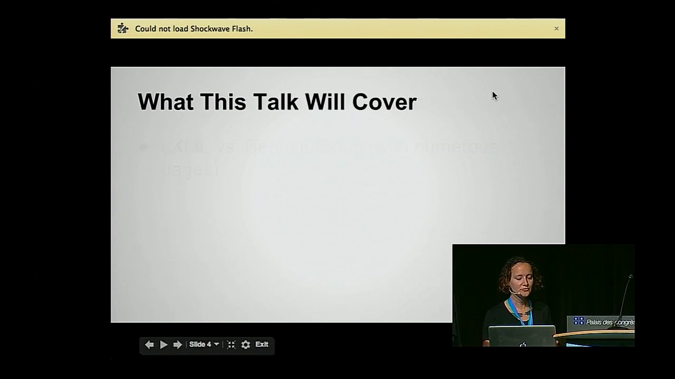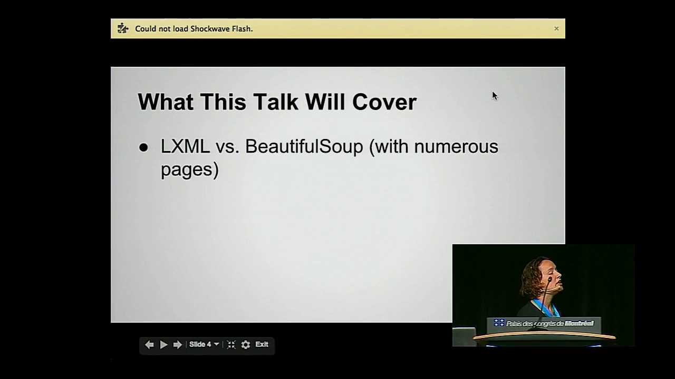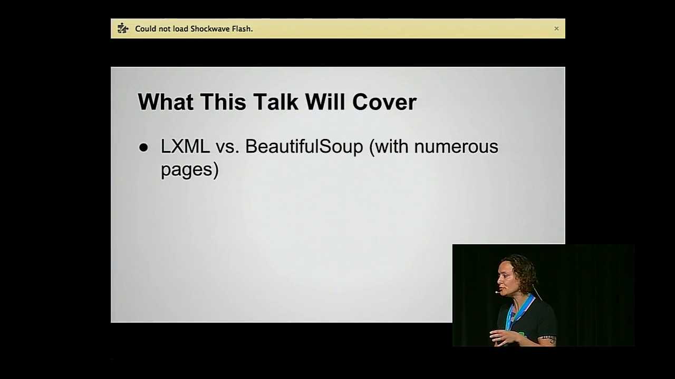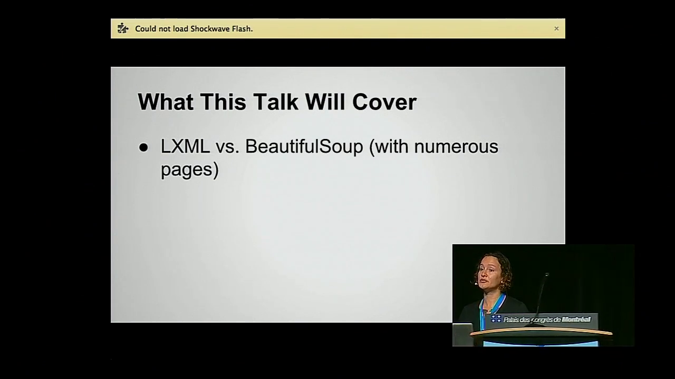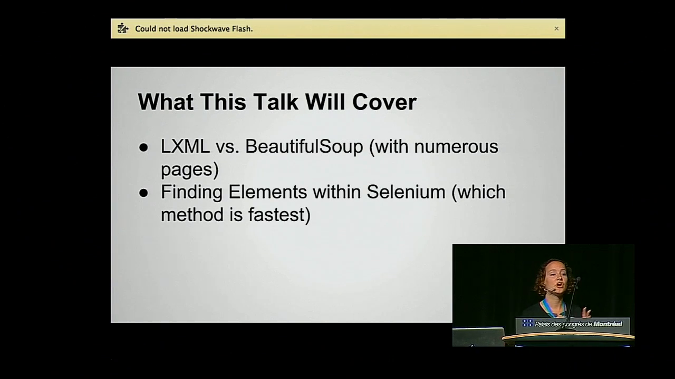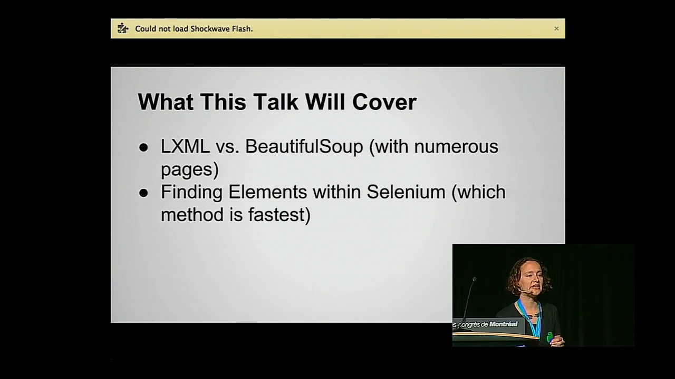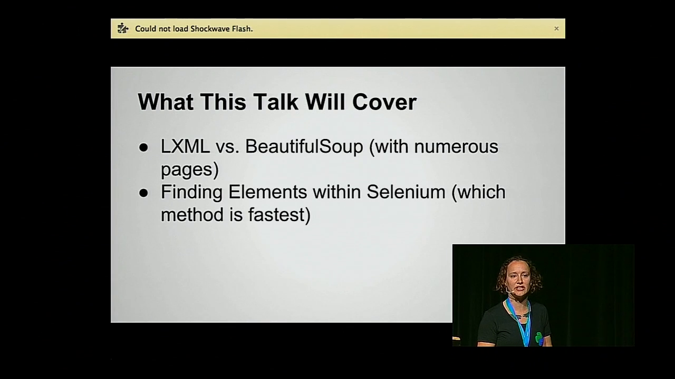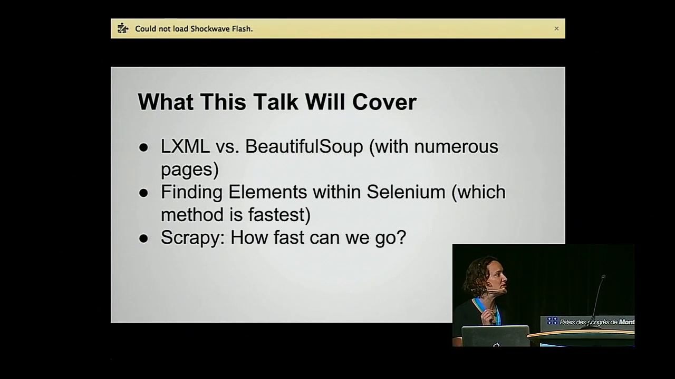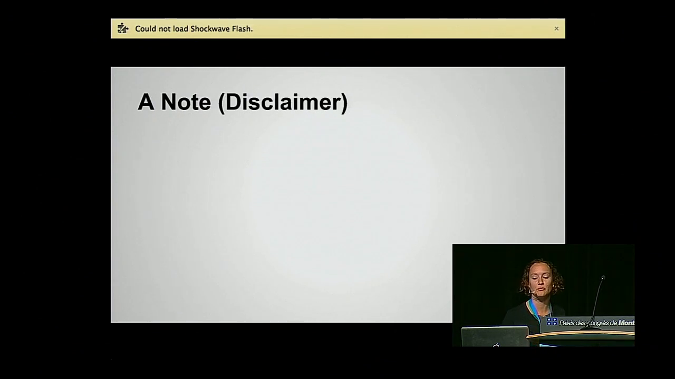So what this talk is going to cover, I'm going to look at different performance within LXML and BeautifulSoup. I'll go into a little bit more why I narrowed it down. I'm going to talk about finding elements with Selenium. So a lot of us who've used Selenium, there's many options for finding elements. I'm going to talk about which is the fastest. And I'm going to take a look at Scrapy, I'm not quite sure the pronunciation, and see how fast we can go with Python and scraping the web.